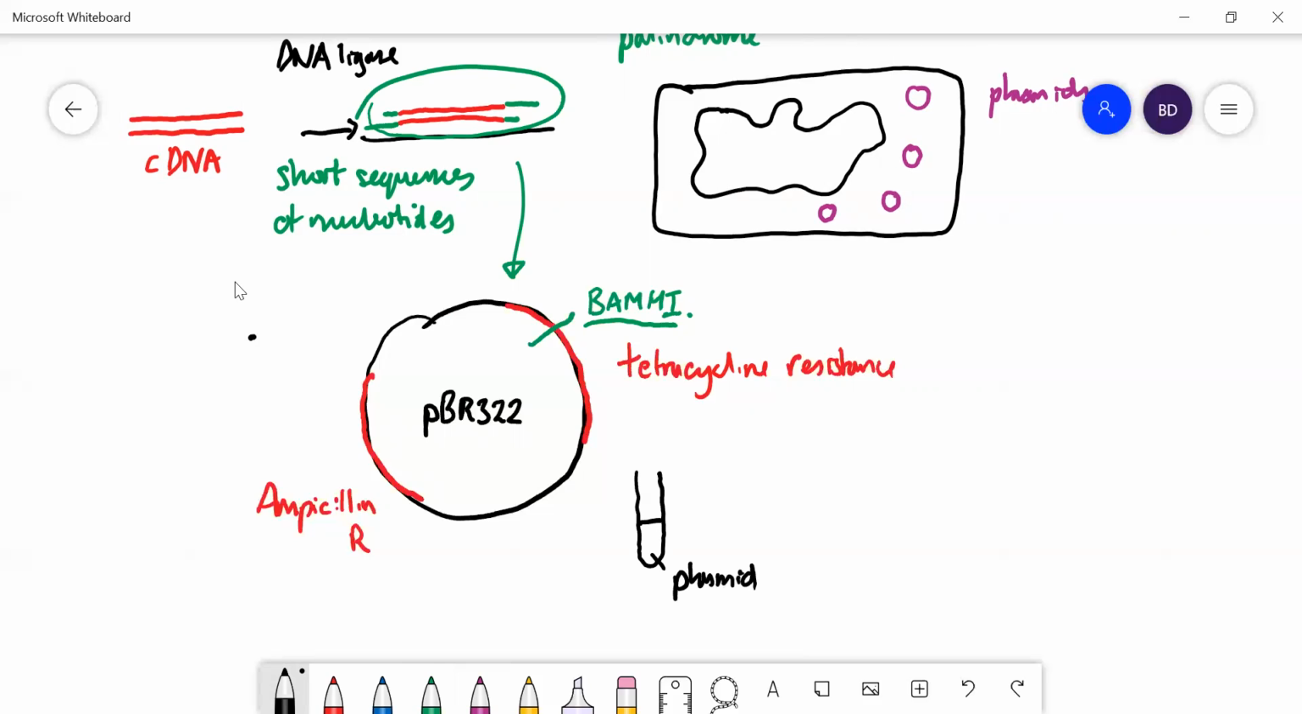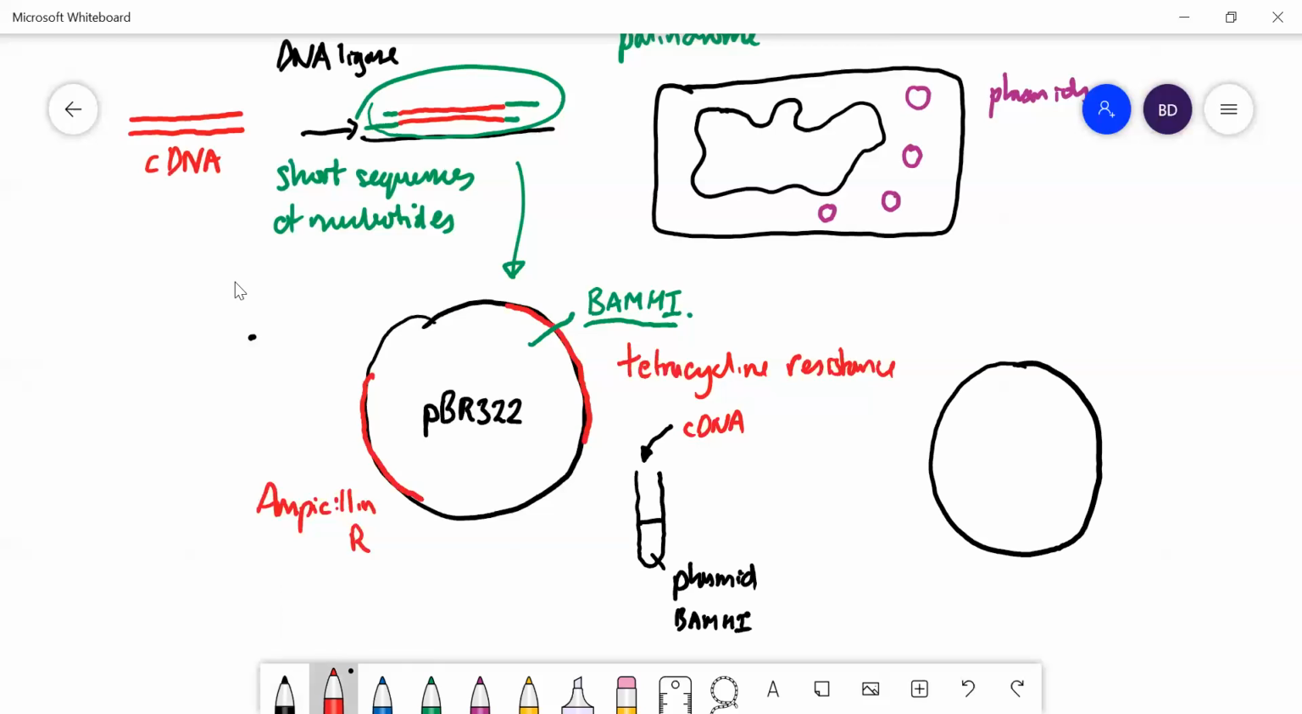In there, you're going to put in BamH1 to cut it. And then you're going to put in your cDNA with the BamH1 sticky ends. And hopefully what you're going to end up with is some plasmids which are like this. So we've still got our ampicillin gene, which is intact. We've still got bits of the tetracycline gene.